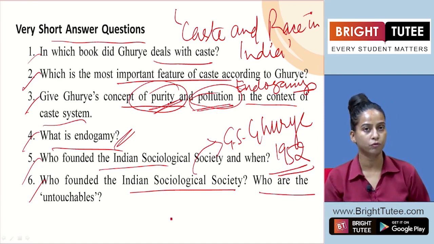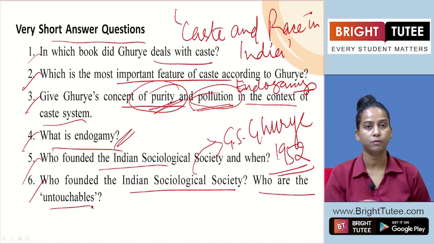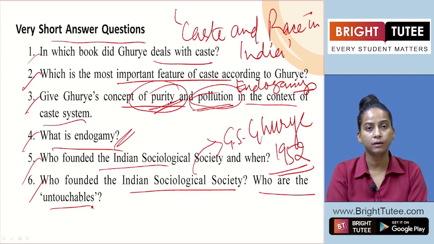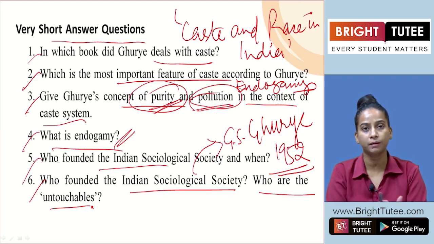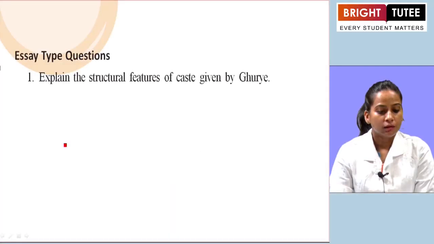Second part of this question is, who are untouchables? So we have to mention the lower caste people are called untouchables because of the pollution they cause, and the pollution they cause is related to how they are going to pollute the upper caste group if they are coming in physical contact with them.